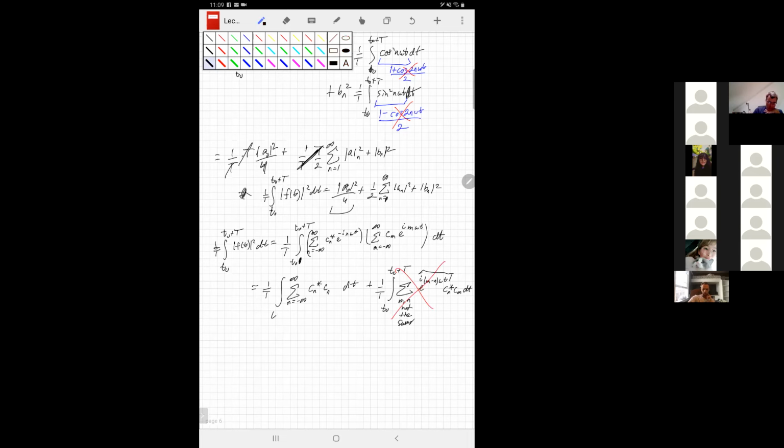And then I've just got to integrate this from t0 to t0 plus the period. And I'm left with 1 over T, sum from n equals minus infinity to infinity. This is just the period, which cancels that. So at the end of the day, I am left with the sum from minus infinity to infinity. And that is just like computing the square length of a vector with infinitely many components.